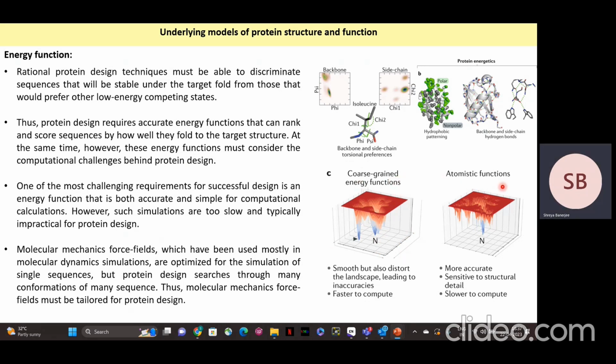Or you can have an atomistic function, which is more sensitive to structural detail. So as you can see, the energy minima are very sharp. So it is predicting only a single structure or a couple of structures. But although this is more accurate, it computes very slowly. So you can either have an accurate result or a fast result.